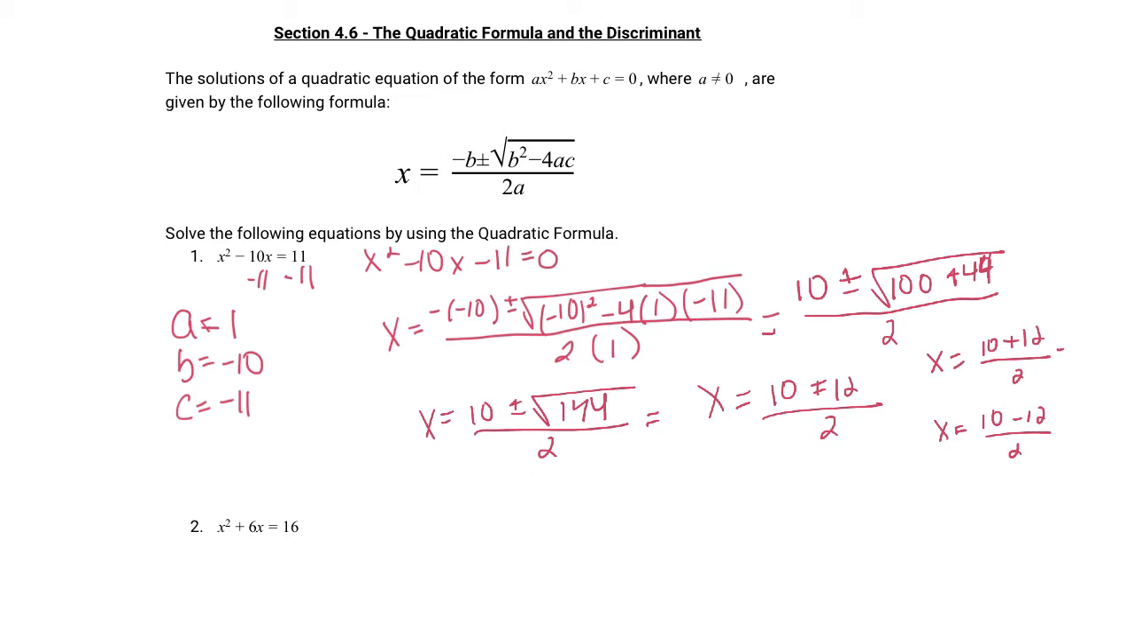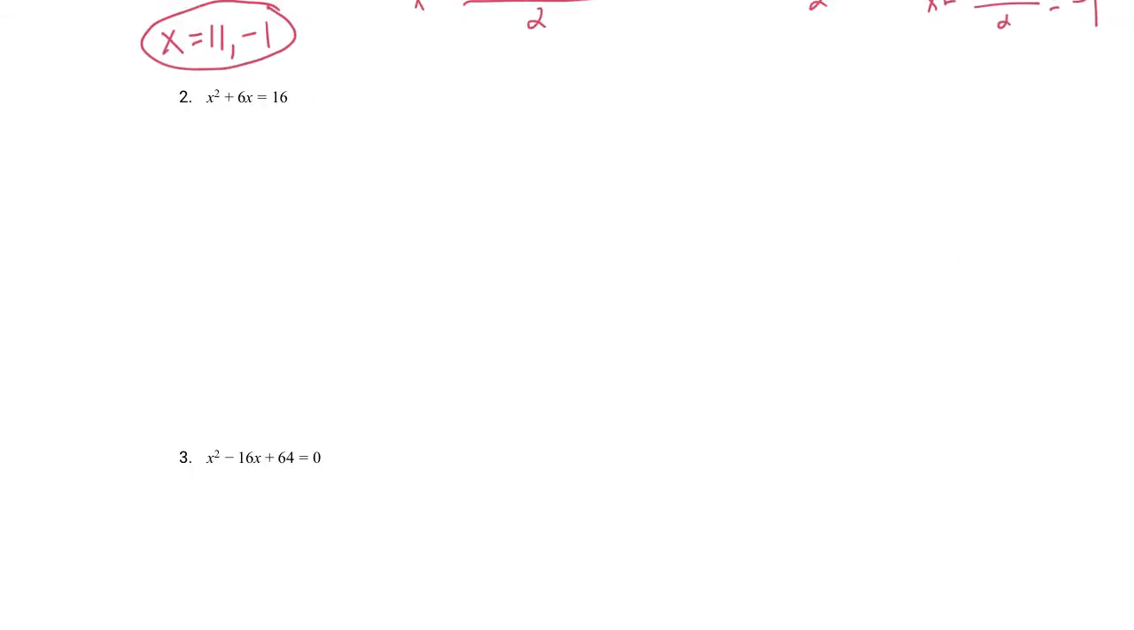10 plus 12 is 22 over 2 is 11. 10 minus 12 is negative 2 over 2 is negative 1. So your solution is going to be x equals 11 comma negative 1. Show it all in one equation here with a comma separating your values. Got it? Fantastic. Let's do one more together.